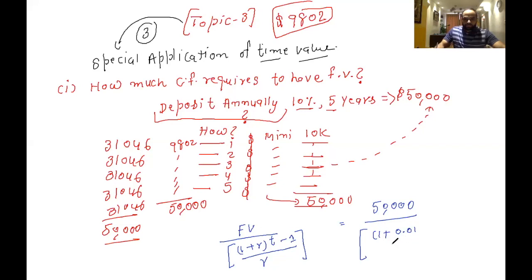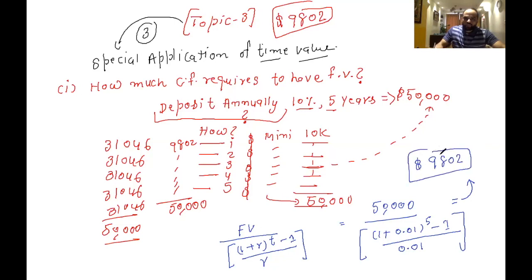And that's T is 5 minus 1 and 0.01. Right? And if you solve it, you're gonna get same number, which is 9802.